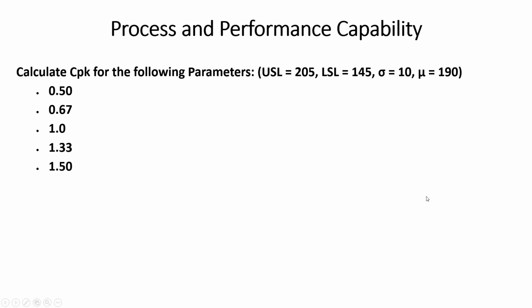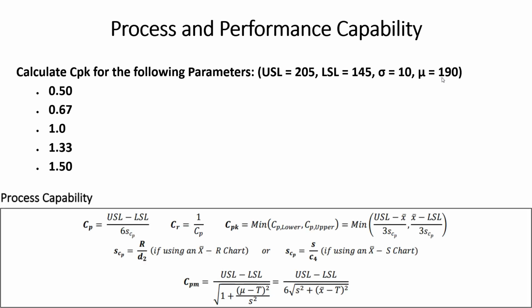This is section 7 in the body of knowledge. So again, the parameters and the problem statement are fairly obvious here. Calculate CPK using the following parameters. So we have an upper spec limit, a lower spec limit, a population standard deviation, and a population mean. Now again, to help you understand process capability, I really want you to be able to visualize it.